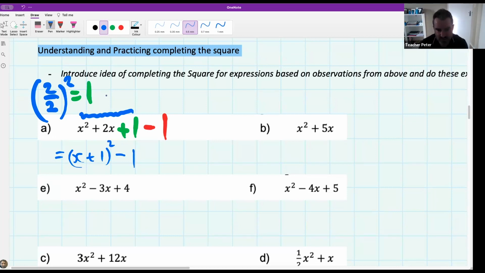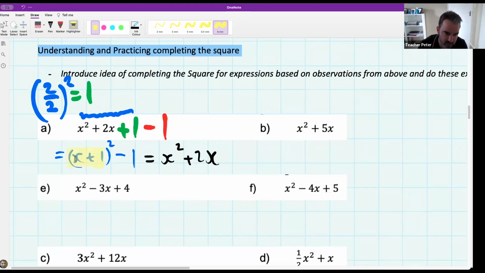So that's interesting. We are claiming that x plus 1 squared minus 1 is the same as what the original thing was, except I've now completed the square. I've got a square in there. And that's actually true. If you multiply that out, you will see that that ends up being the same. This whole thing here is the same as this thing over here. And this is called completing the square.